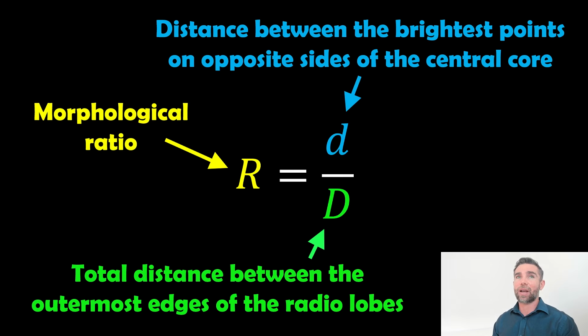Now, there isn't really a proper mathematical way of doing it, but we can look at the morphological ratio R here. It's going to look at the distance between the brightest points on opposite sides of the central core divided by the total distance between the outermost edges of the radio lobe. So it's a ratio of where the brightest part in the lobe is relative to the outer part. So is it towards the edge? Is it closer to the core? And it gives us this ratio R, and that can help us classify between the two.